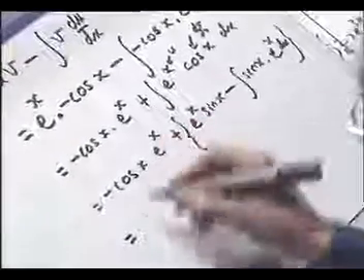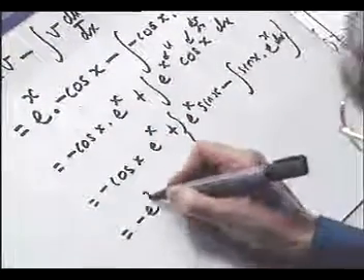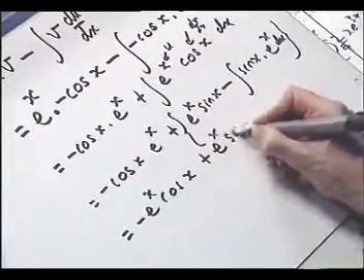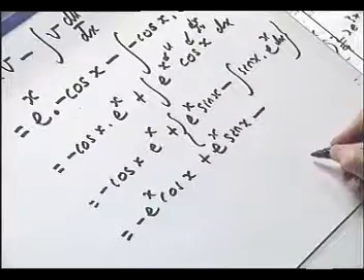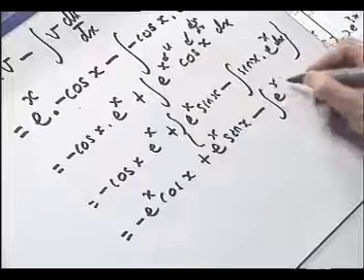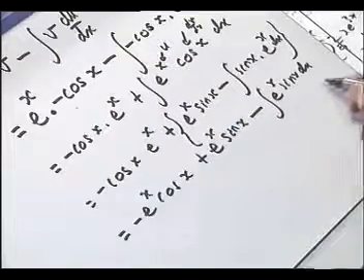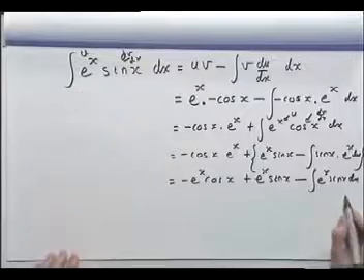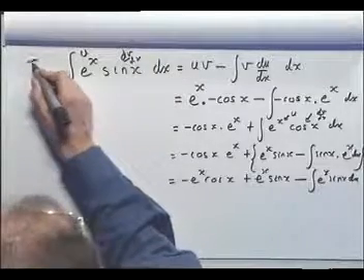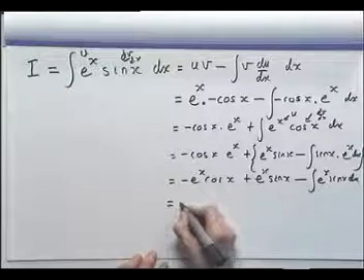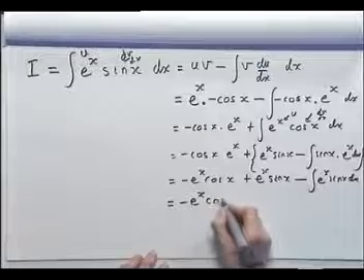So we've got this term at the front, which is minus e to the x cos x plus e to the x sine x minus the integral of e to the x sine x dx. But this is exactly what I started out with. It's the integral I began with. So if it's the integral I began with, let's call it I. Let's say I equals this integral. So what I've got here is a sort of equation for I.